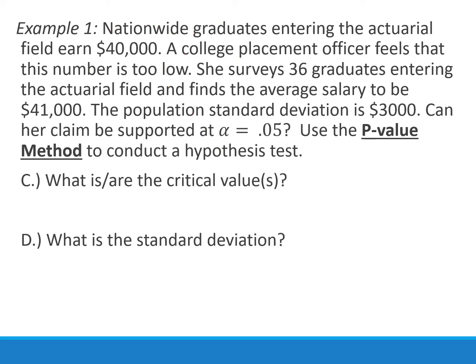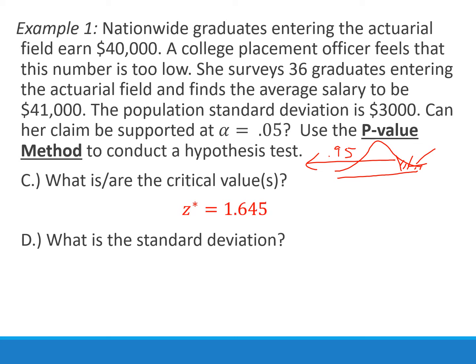Critical value is found the same way. We have a 5% alpha. It's a right-tailed test. All 5% of that is going to go on the right side of the test there. Right tail of the test. Look up 95%, which is going to be the area to the left of that, and we get our critical value 1.645.